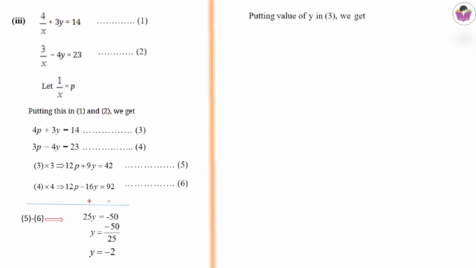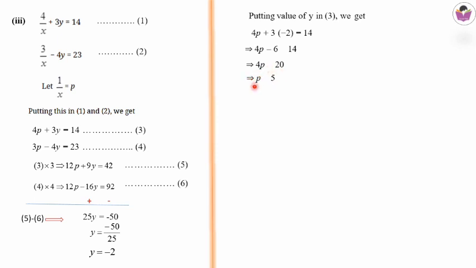Go for substituting to get the value of p. So when I take equation number 3, I am going to substitute in equation number 3. 4p plus 3 into y. The value of y we have got here is minus 2. Just substitute it. 4p plus 3 into minus 2 equal to 14. Go for the calculation. That is 4p, 3 into minus 2, that is minus 6, equal to 14. Then 4p is equal to 14, and minus 6 will go to the right side. It becomes plus 6, and 14 plus 6 becomes 20, and p is equal to 20 by 4. This 4 will go to the denominator, and 20 by 4 becomes 5.